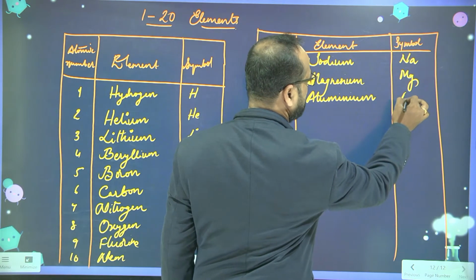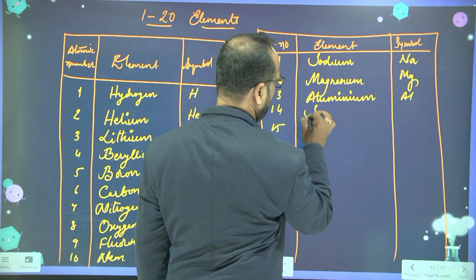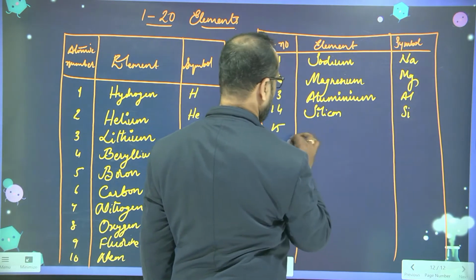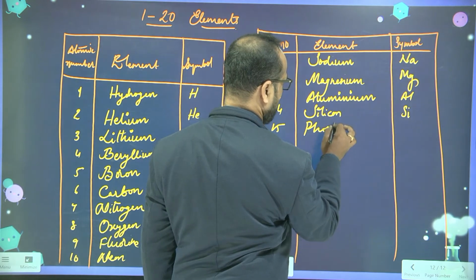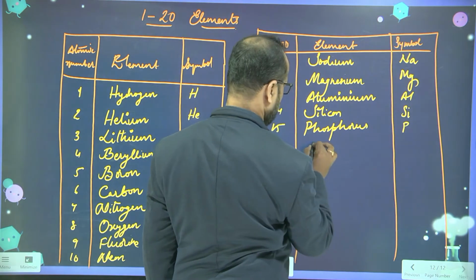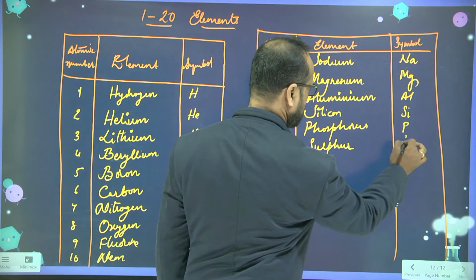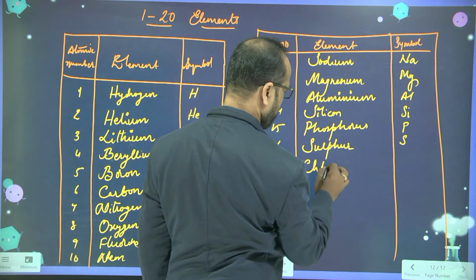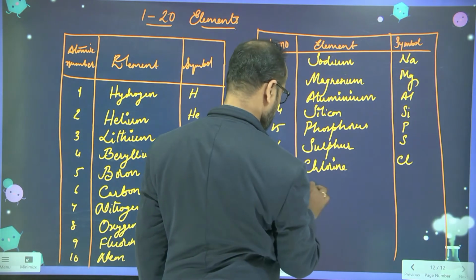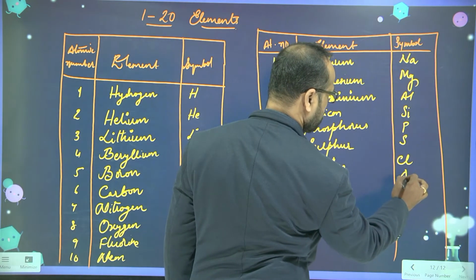Okay, aluminium, symbol is Al. And next silicon, symbol is Si. Phosphorus, P. Sulfur, S. Chlorine, Cl. Argon, Ar.